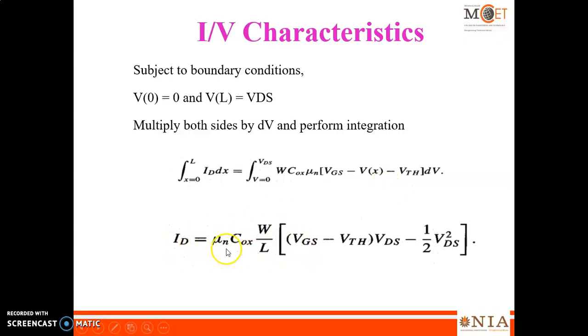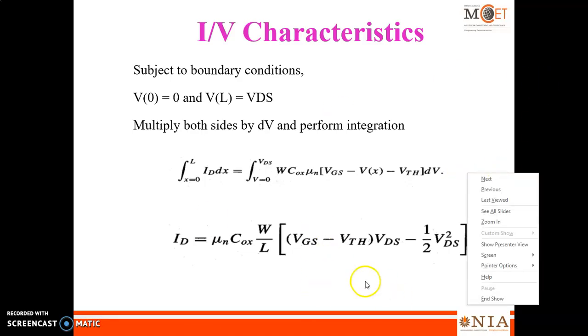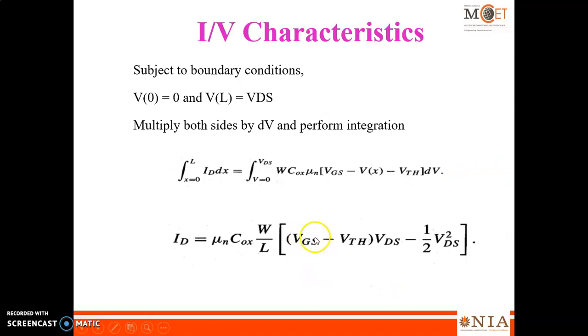Drain current ID equal to mu n COX W by L, multiplied by VGS minus VTH into VDS minus half VDS square. Mu n denotes the mobility, COX denotes the oxide capacitance, W denotes the width, and L denotes the length. Now I have derived my drain current equation for a particular gate source voltage value. Okay, this is my particular gate source value.